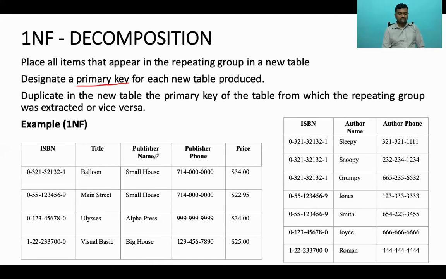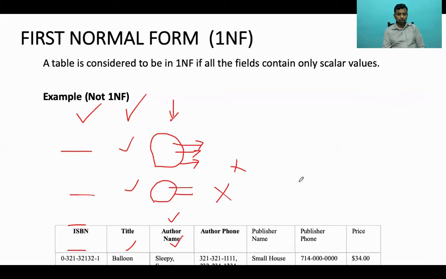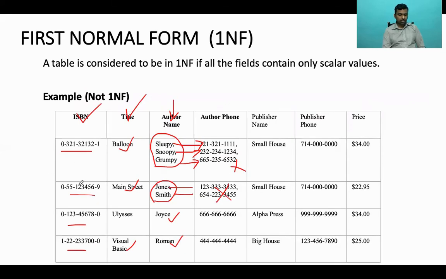I have title, publisher, phone number, because a publisher is going to have only one phone number and the price for it, no problem. But when I say author, it has Sleepy, Snoopy, Gumpy, Jones, Smith, Thomas. Now in the previous example, before normalization, there were only four rows. But we have more than one data in each. So that's the reason we are dividing it.